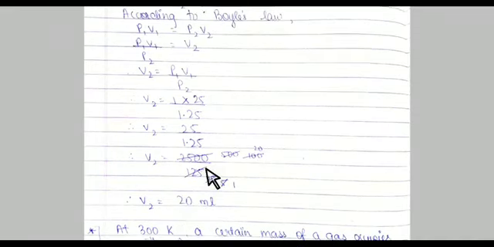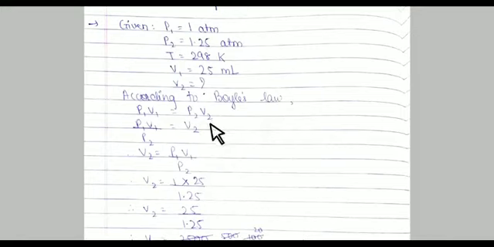So what is the question actually? The question is temperature is 298 Kelvin, and when pressure is 1 atmosphere, volume is 25. We have to calculate volume at pressure of 1.25 atmosphere, and temperature is constant, the same. So we have to apply Boyle's law here, and the formula of Boyle's law is P1 V1 is equal to P2 V2. And whenever we arrange the formula, it becomes V2 is equal to P1 V1 upon P2. So that is numerical problem number 1.